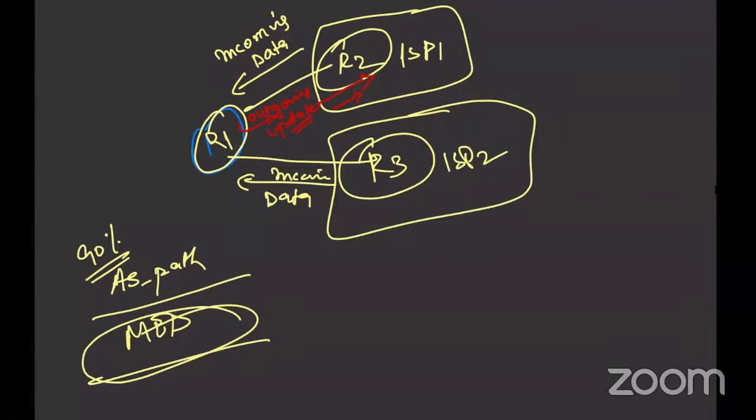Sir, I have one question in the same scenario. R2 and R3 are different ISPs, and R1 is a customer. So I want to get some application traffic from R2 and some traffic from R3. Can you do it, sir? Yes, you can do it.